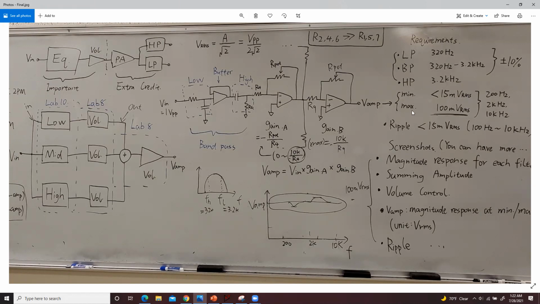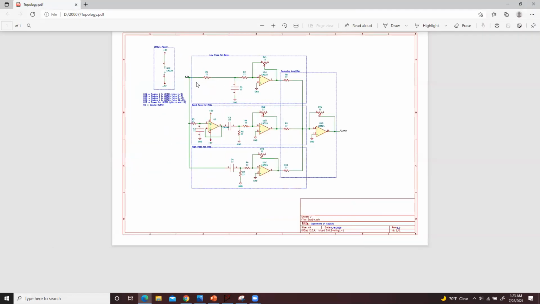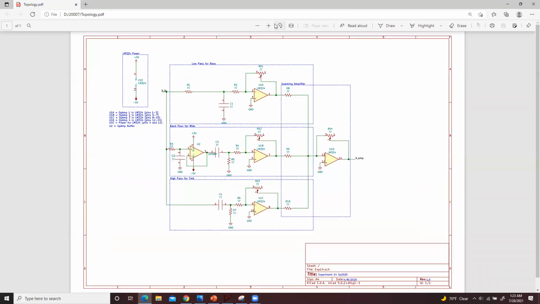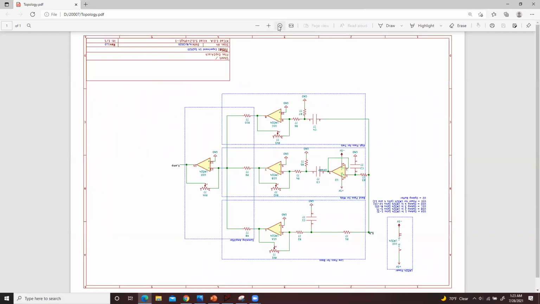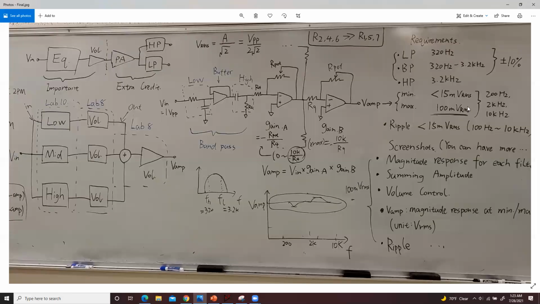And then for the maximum, you're going to use this requirement to calculate the values for R4 and R9, and also for R2, R4, R6, R8, R9, and R10. You're going to use this value to do the calculation.